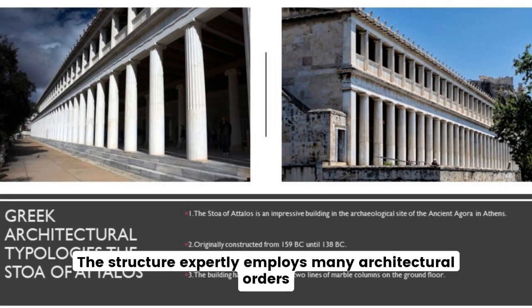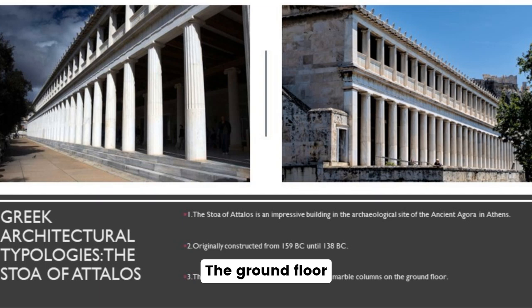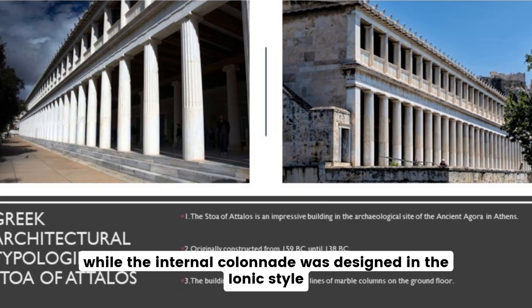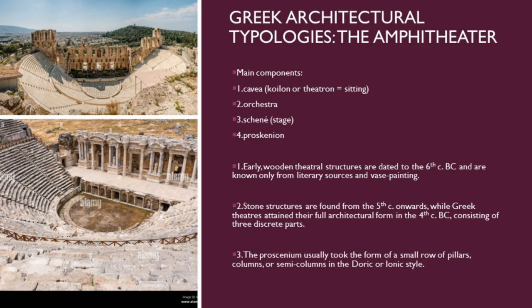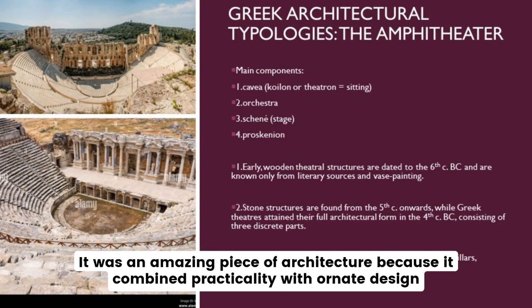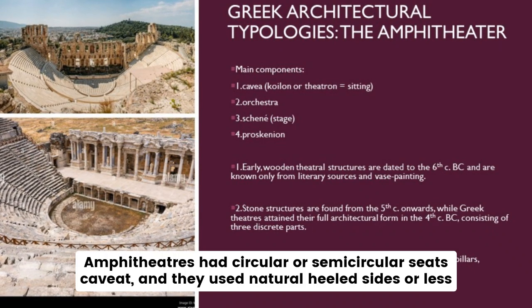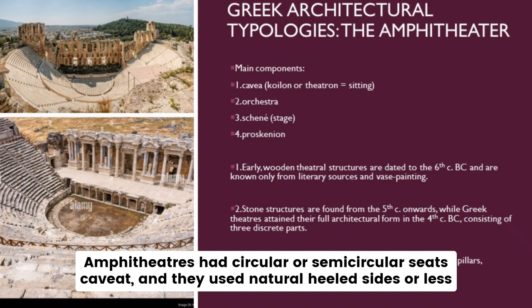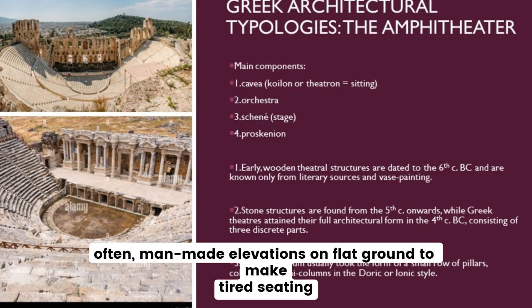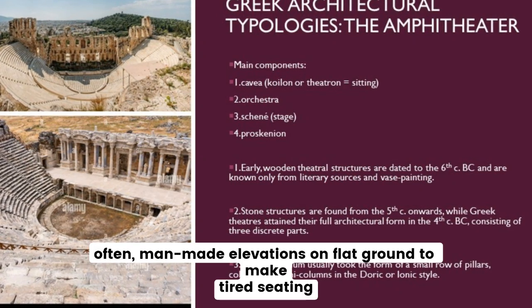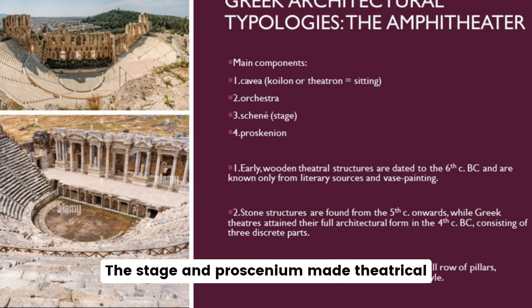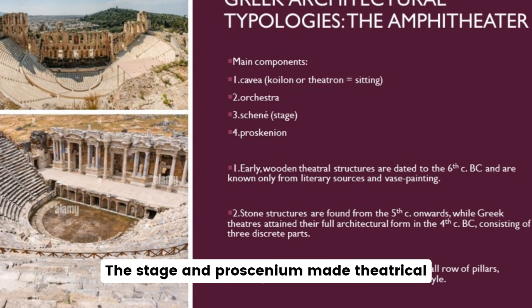The structure expertly employs many architectural orders. The ground floor outer colonnade was designed in the Doric order, while the internal colonnade was designed in the Ionic style. The Greek amphitheater. It was an amazing piece of architecture because it combined practicality with ornate design. Amphitheaters had circular or semicircular seats, the cavea, and they used natural hillsides or, less often, man-made elevations on flat ground to make tiered seating. The cavea was around the orchestra, which was the performance area. The stage and proscenium made theatrical performance better.